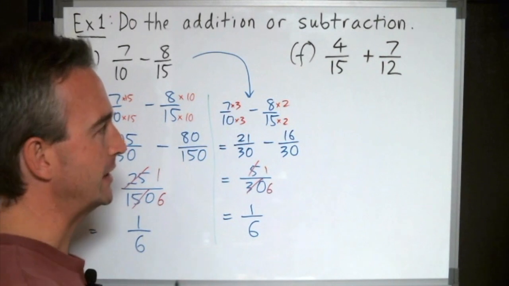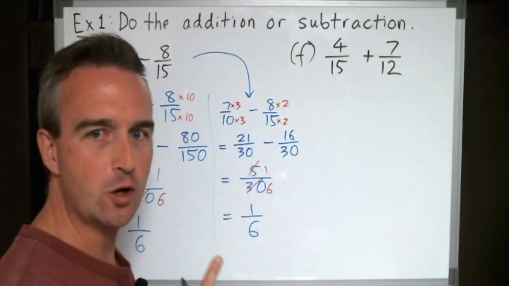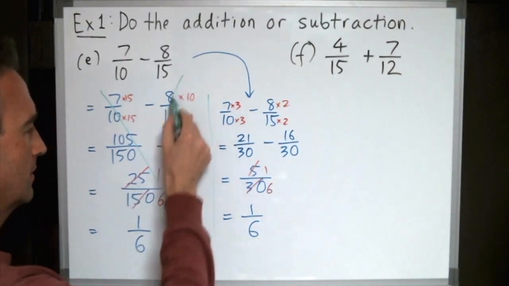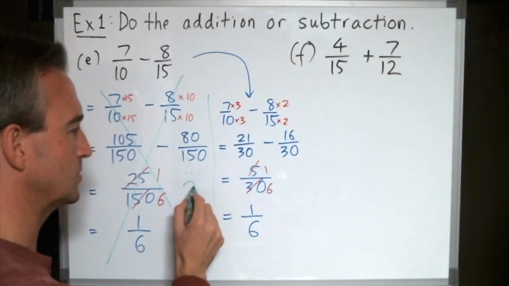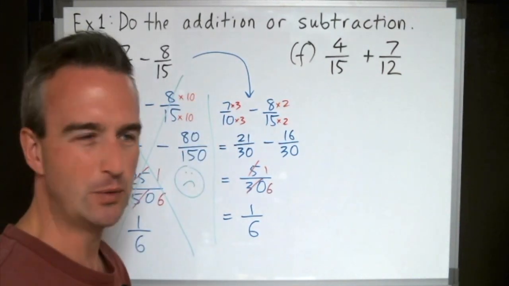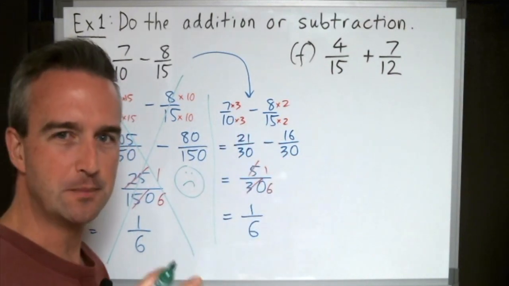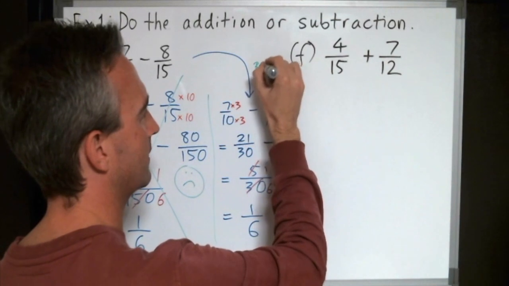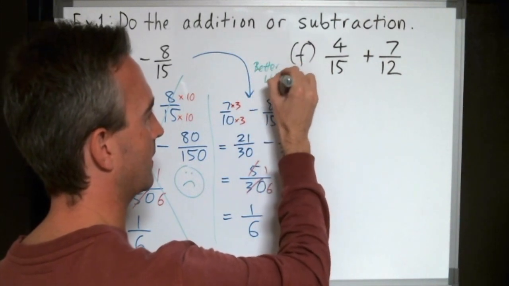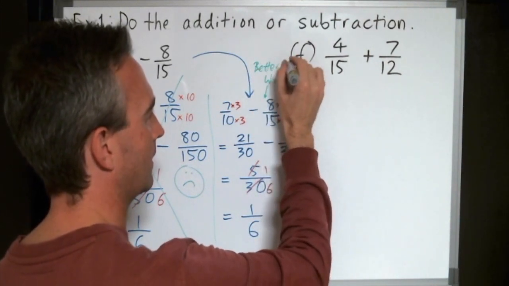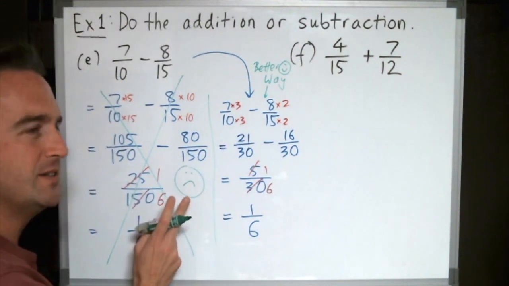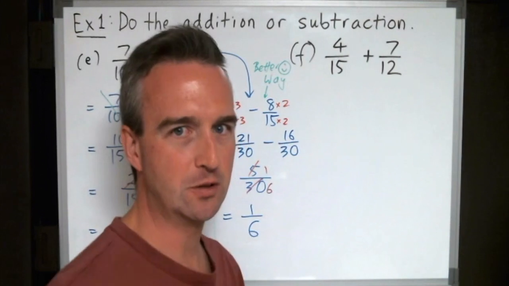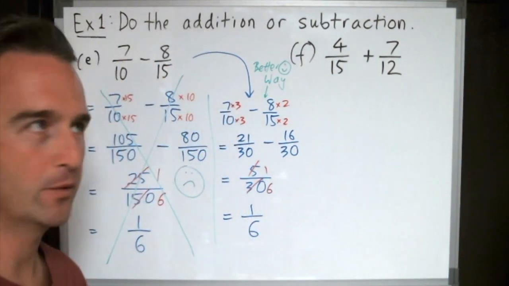Subtracting or adding two fractions by finding the lowest common denominator. This way, it's not wrong. Alright? Nothing's wrong with it, but it's not the best way to do it. This way keeps the numbers smaller and you have less of a chance of making a mistake. Okay? So this is by finding a common denominator. This is finding the lowest common denominator. Let's do it this way from now on.